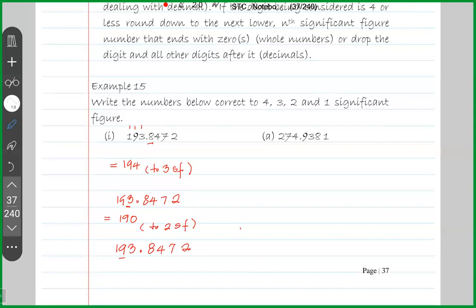Or I would round down. If the digit is 4 or less, I'd round down. And round down would mean replacing the 9 and the 3 with zeros. But since the digit I'm considering is 9, which is greater than 5, I'm going to add 1 to the 1 and replace the 9 and the 3 with zeros. So my answer would be 200 to 1 significant figure. So 193.8472 to 1 significant figure is 200.